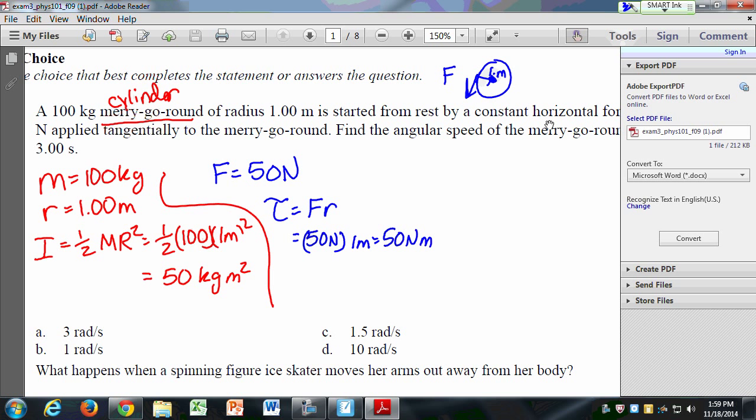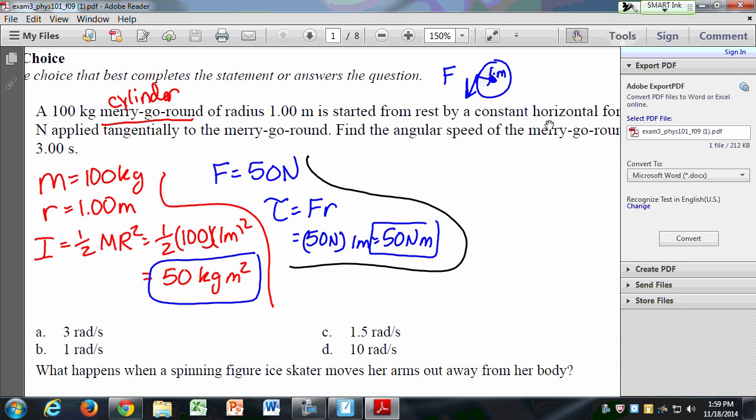So I have this torque acting. That's one step. This is my I. Now next, I'll find the alpha. Alpha is equal to torque over the moment of inertia. That's going to be 50 newton meters over 50 kilogram meters squared. So alpha is 1 radian per second squared.